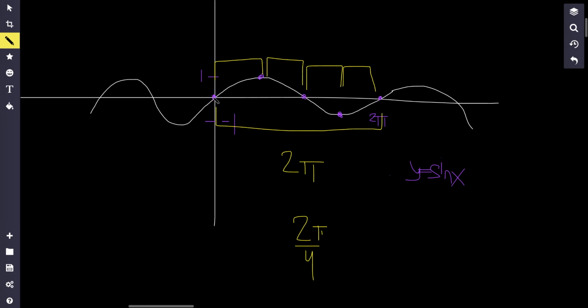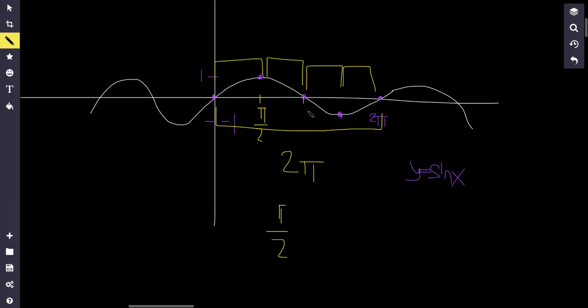So to find the distance from one critical point to the other, you take your period and divide it by 4. That gives you the length from one critical point to the next. In this case, 2 pi divided by 4 gives us pi over 2. This means that the distance from here to here is pi over 2, and the distance from here to here is also pi over 2.